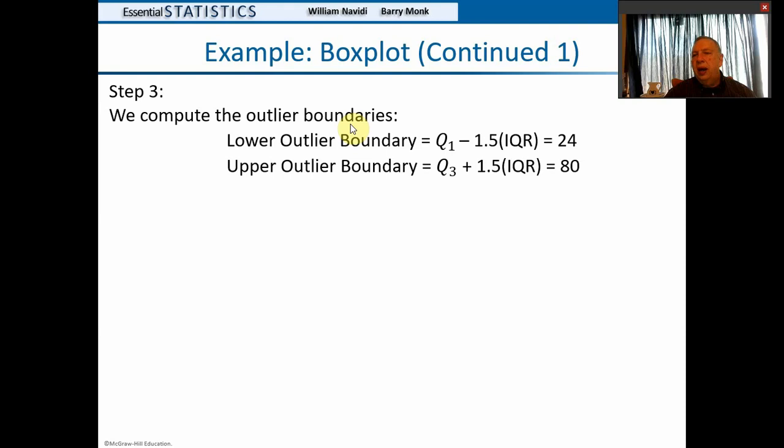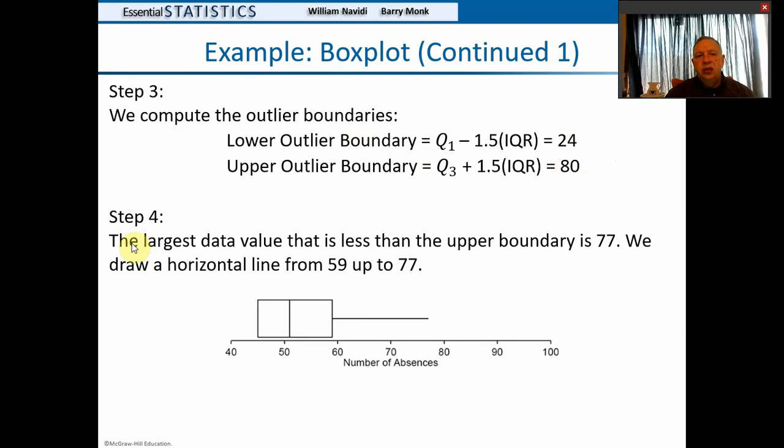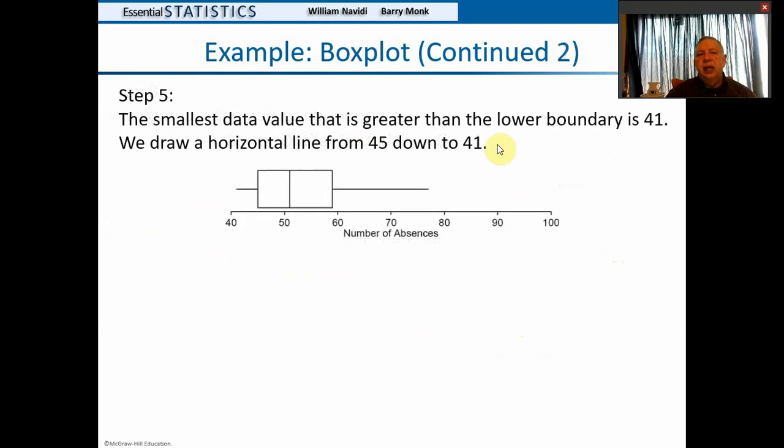But I want to know where our boundaries are going to be, so I computed the boundaries, the 24 and the 80. The largest data value that is less than the upper boundary is 77, so we draw a horizontal line from 59 up to 77. Even though the upper boundary is 80, I stopped short there. I didn't have anything lower than the lower boundary, so I go all the way down to the minimum.